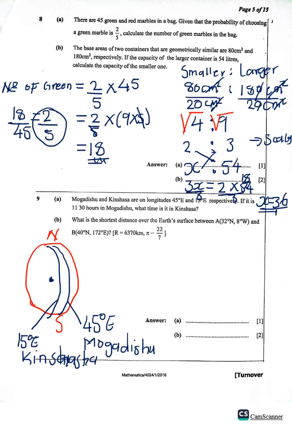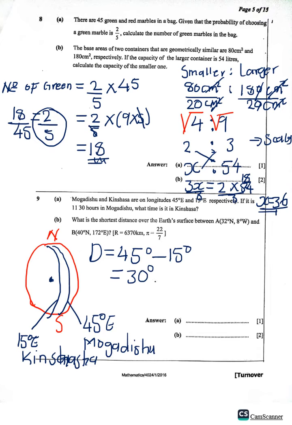Now, if you have a question where you have two longitudes located on the same side, for us to find a common difference, we need to subtract since they are found on the same side. So it's 45 degrees minus 15. 45 minus 15 is 30.